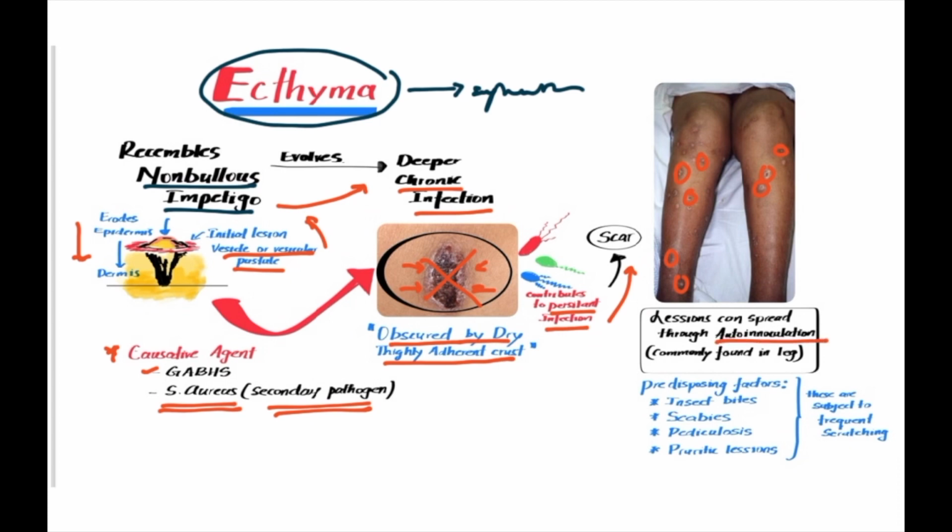So what is autoinoculation? The infection or the inoculated bacterium from one site will spread to another site. There are predisposing factors for this autoinoculation: insect bites, scabies, pediculosis, and pruritic lesions. All these will cause frequent scratching by these patients. This frequent scratching will lead to skin openings in multiple sites as well as spread of bacterium from one site to another. So this will cause multiple autoinoculation and multiple lesions, as you can see in this picture.